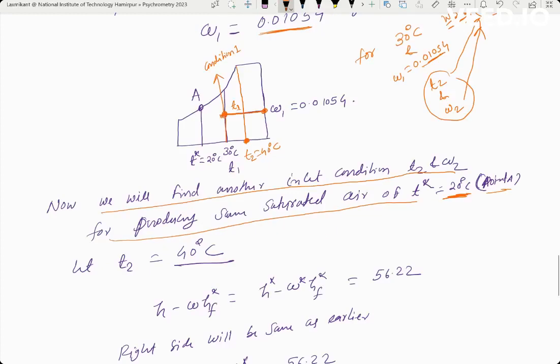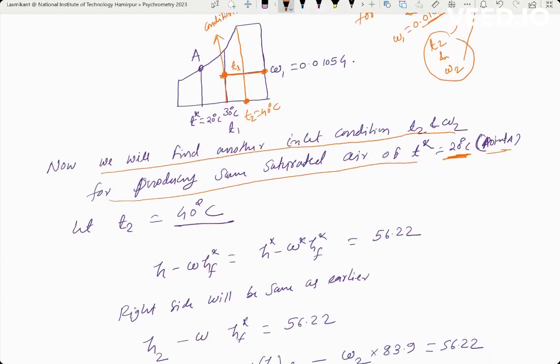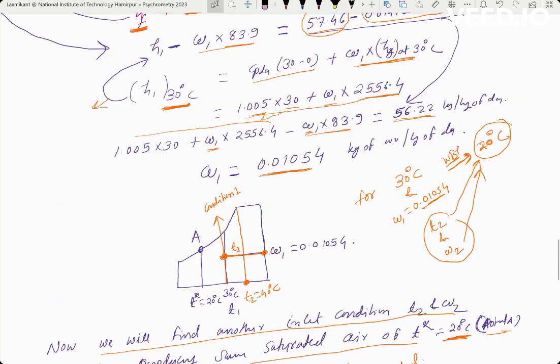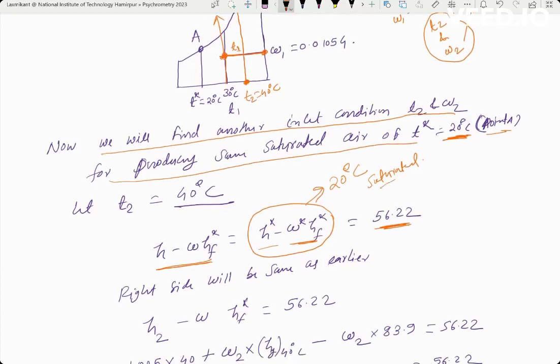Okay, now we will find the omega value for this 40 degree Celsius. Again we apply the same sigma function equation. H minus omega H star, H star minus omega H star, and this value is unique for 20 degree Celsius because it is saturated. We have already calculated it in the previous case, 56.22. Because this is 20 degree Celsius and saturated, RH equals 100%, so this value will be the same.